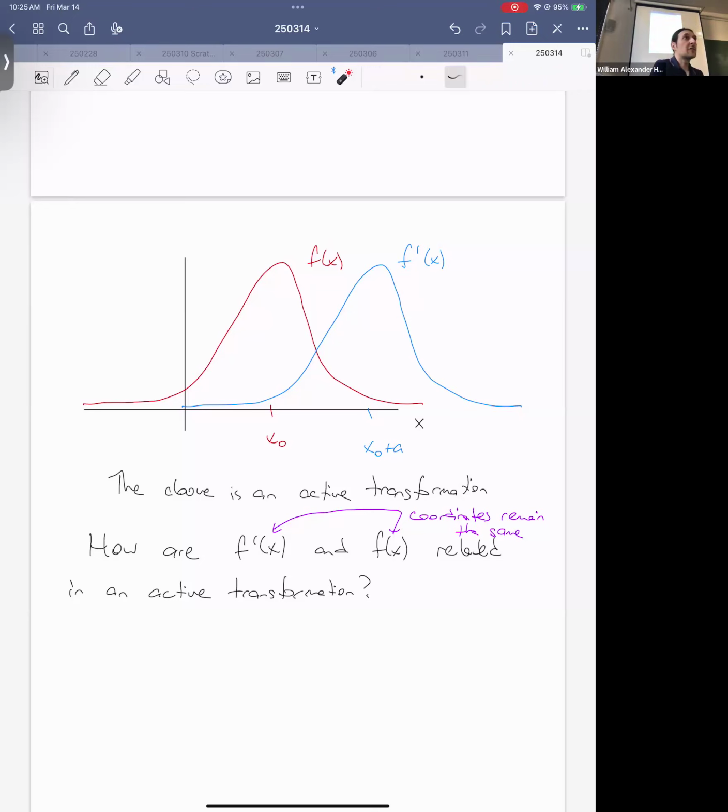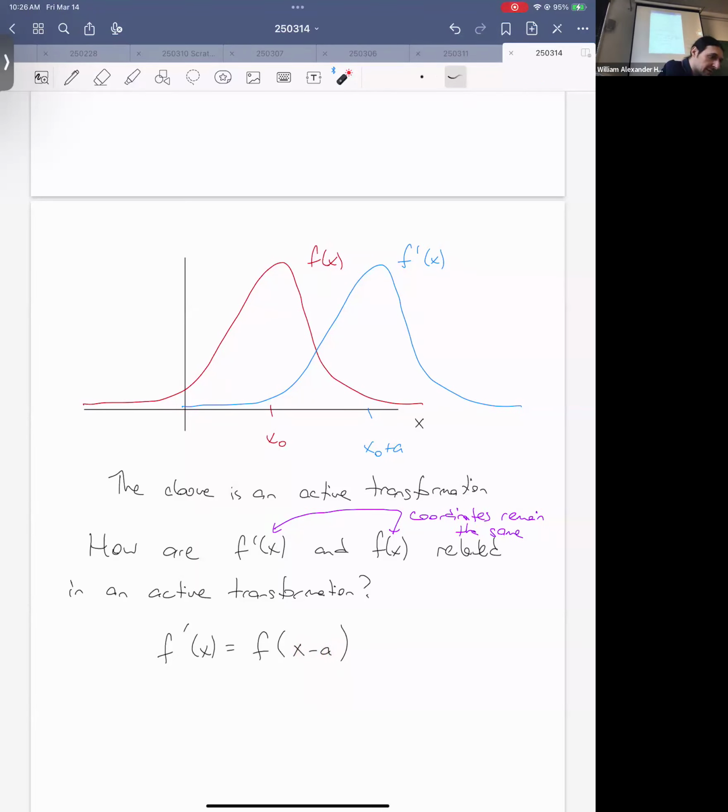Up to signs that I always make mistakes on and have to think through carefully, the answer is quite easy. Ask questions if you disagree. This f prime of x is equal to f evaluated at a different point. That different point is x minus a. And I always get this sign mixed up.